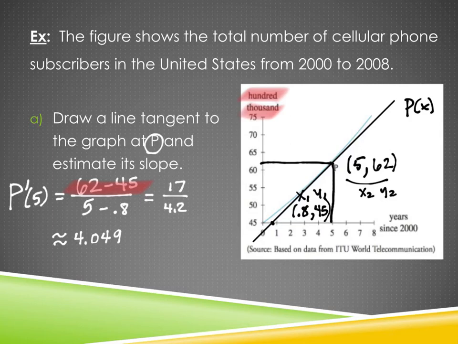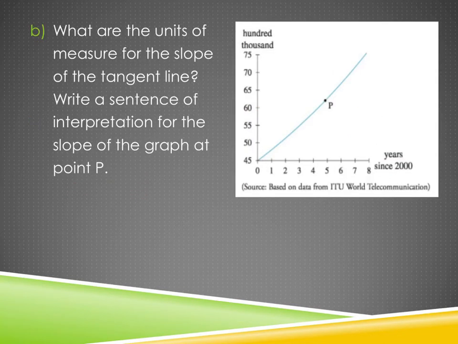And what are my 5 and my 0.8? The years since 2000. So if I'm thinking about units for what's going on here, this 17 is in the 100,000 subscribers, and then the denominator is in years. I recognize that it's years since 2000, but we're subtracting them off, so it's the change in years that we've actually found. How many years have passed between the two times? So when it asks you to find the unit of measure, that's what you're actually doing. You're just finding that this is 100,000 subscribers, because that's what the numerator is.